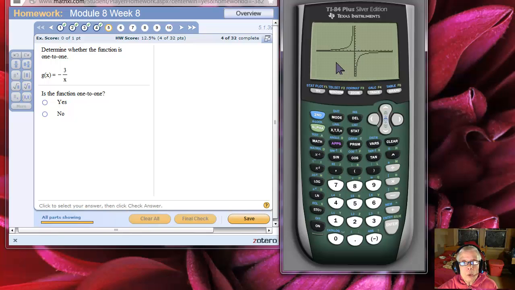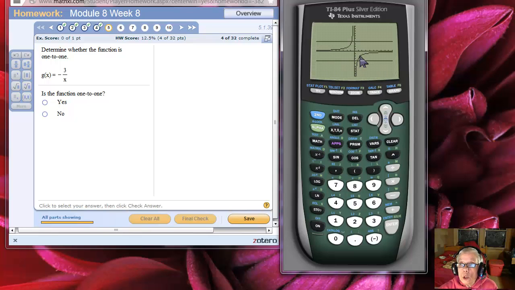Does it pass the horizontal line test? Let's see. I'm going to choose two horizontal lines, one up here, one down here. So I'll go to y2 and put in y equals 4, and let's look. That horizontal line intersects the graph at one point. Now let's try y equals negative 4. That horizontal line intersects the graph at one point.